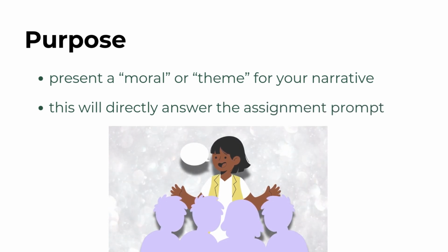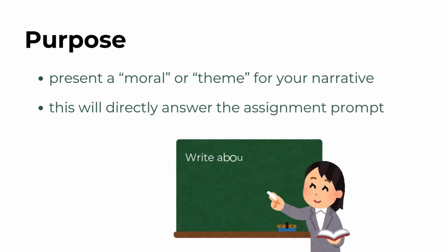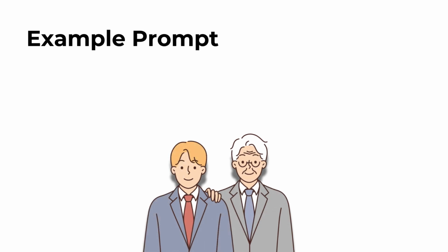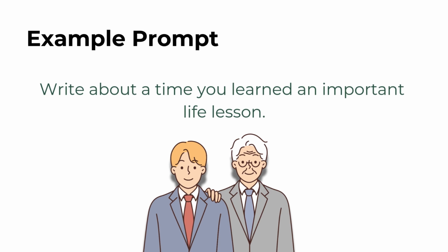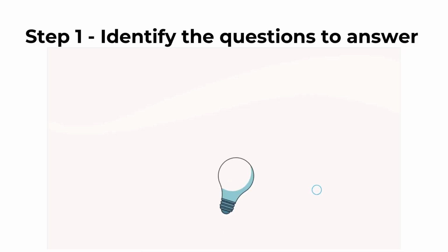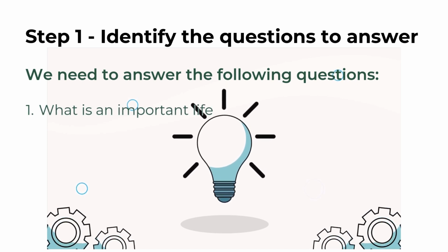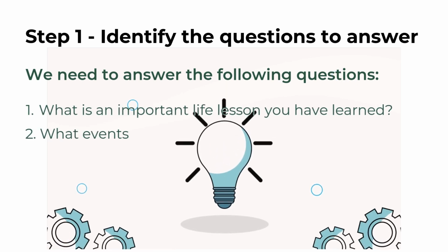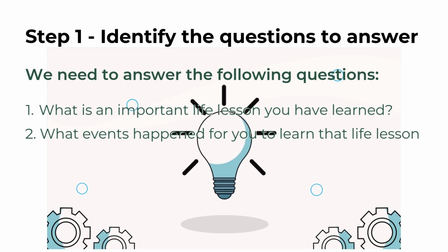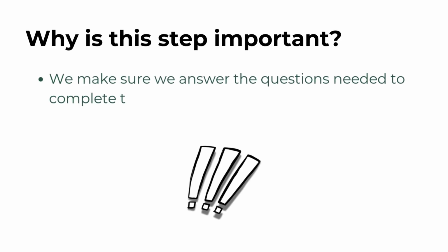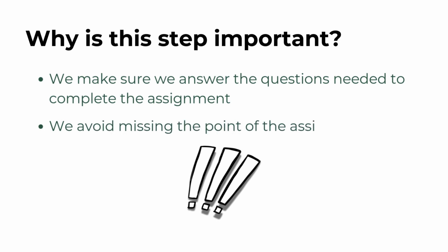Let's apply this concept to an example prompt. Let's say we had to answer the following. Write about a time you learned an important life lesson. Our first step to write this thesis is to identify the information that the assignment prompt is asking us to provide. Based on the prompt, we are being asked to answer two questions. What is an important life lesson you learned? And what events happened for you to learn that life lesson? By answering these questions in a short thesis statement, we can ensure that the reader understands the purpose of our narrative before we begin going into greater detail.